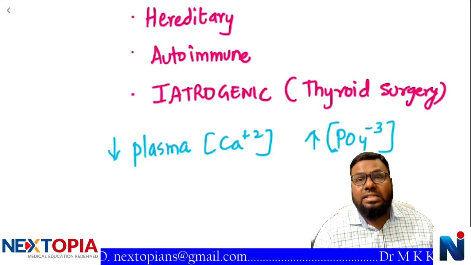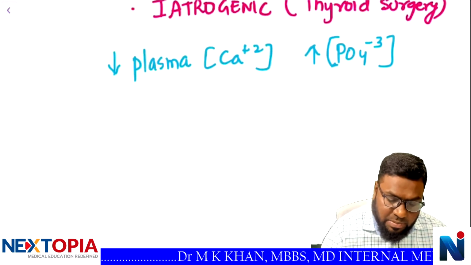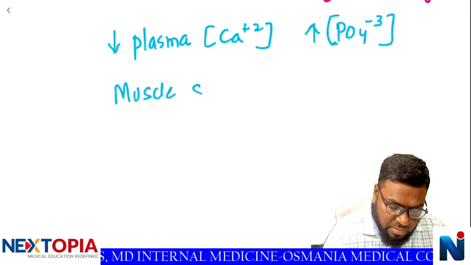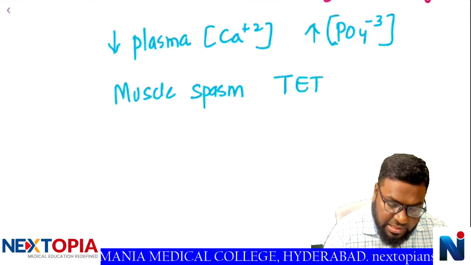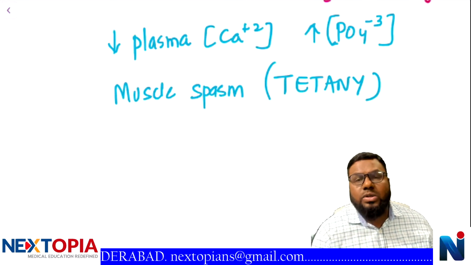Hypocalcemia causes increased nerve excitability. Increased nerve excitability leads to muscle spasm and tetany. So the patient will develop muscle spasm. We call it tetany, increased muscle spasm. Even to the slightest stimulus, muscle undergoes spasm.